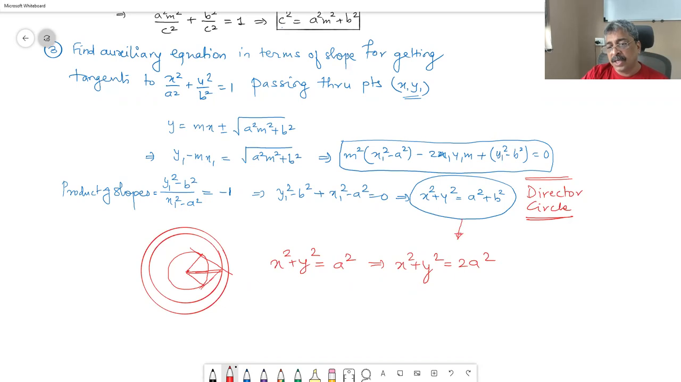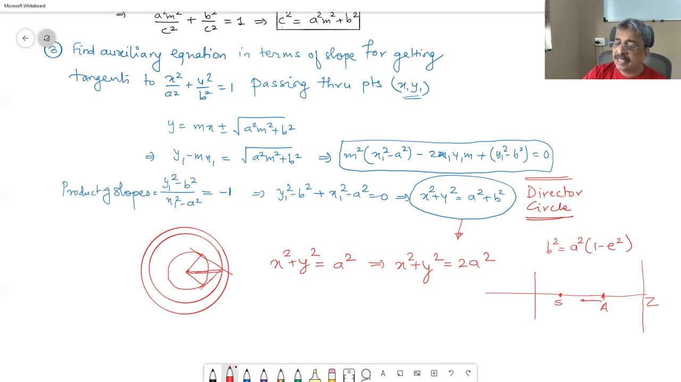When a becomes b, our b square was a square into 1 minus e square. When b square becomes a square, practically e becomes 0. It's a limiting case. So suppose you assume e is a little greater than 0. This is S and the directrix is here. If e is equal to 1, A is at halfway distance between directrix and focus, SA upon AZ is 1.